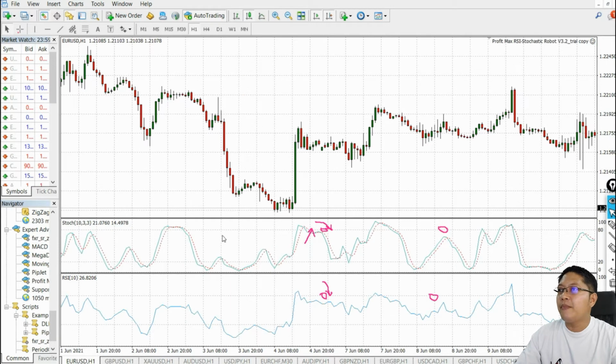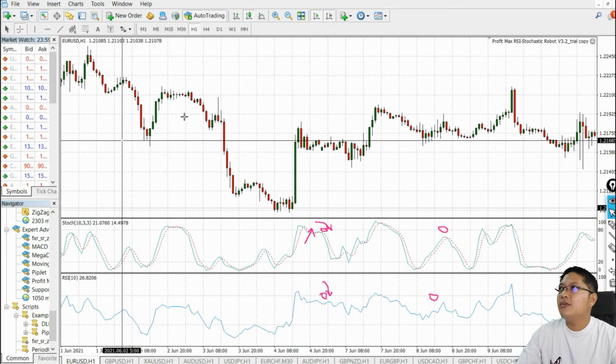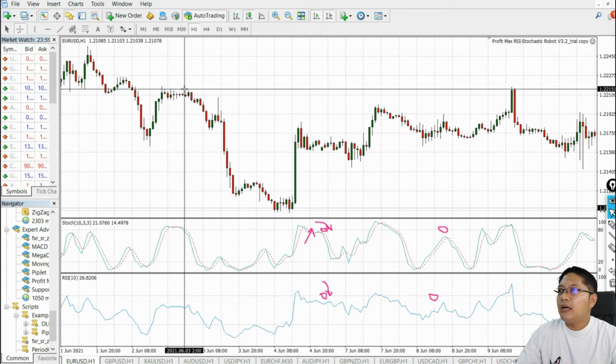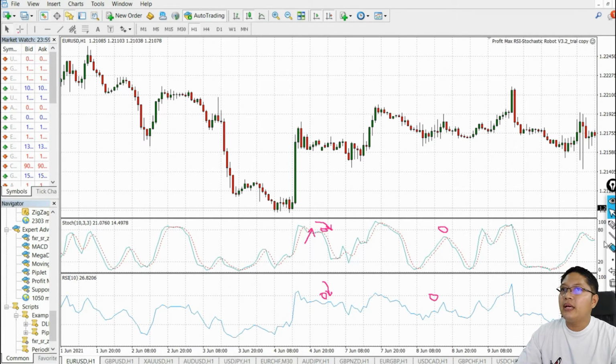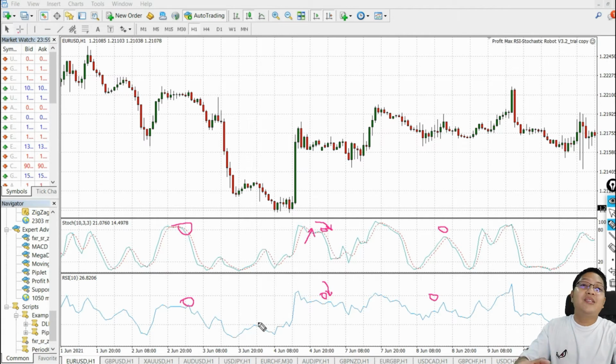Okay, let's take this one for example. All right, so as you can see here, your stochastic right here is crossing, but your RSI never reached. All right, so what you can do with that, don't enter a trade. Just very simple, right? Since you don't have another confirmation from another indicator, just don't open a trade. Just leave it.